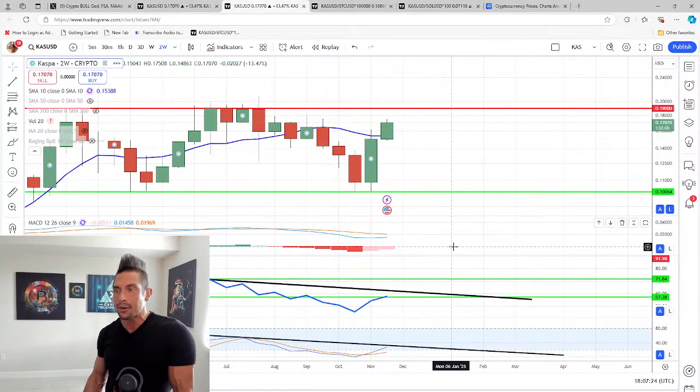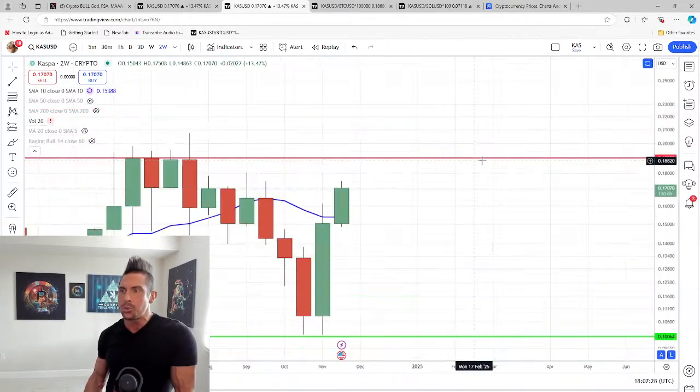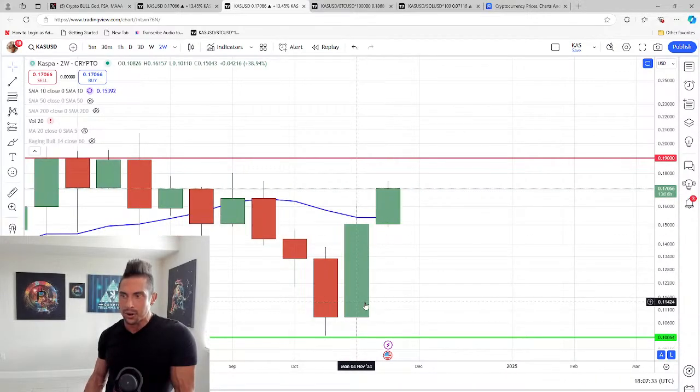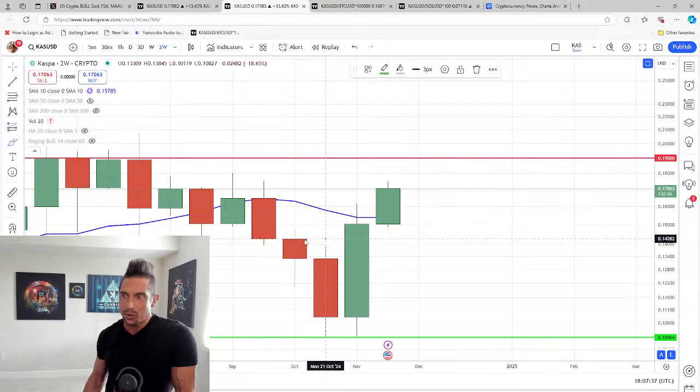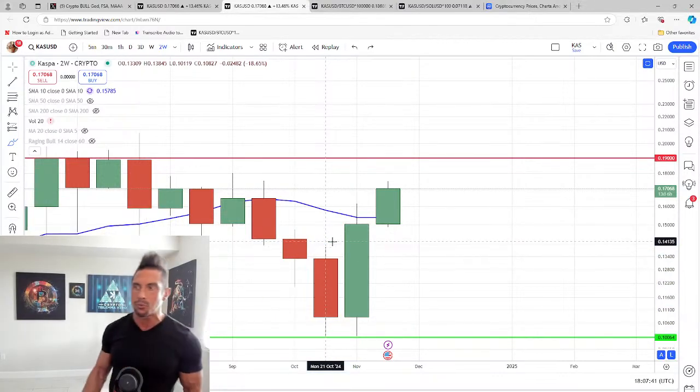Okay, let's look at some higher time frames here. Now, what's great about this chart? This is a 2-week chart. Let's focus on price action. We have a God candle here, okay? Not only is this a God candle, but we've eclipsed this. And you guys know if you've been here, that's a bullish engulfing candle, a really good sign.